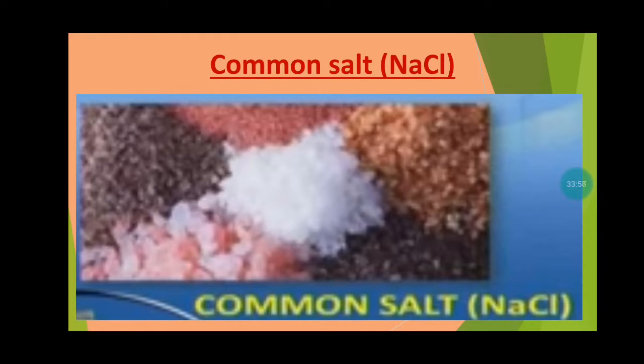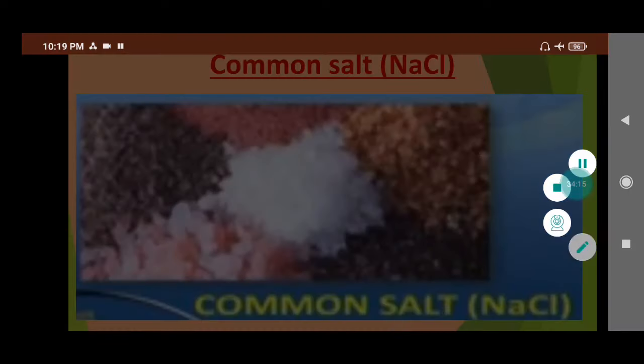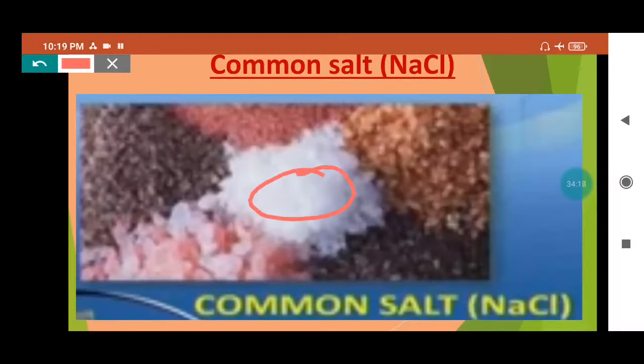Now look at, children, our common salt. Now what is the formula of common salt? It is NaCl. Now you will observe here a lot of variety of common salt. Normally the white color one, which we are seeing in the middle, is rock salt. Normally we use it at our homes. Did you observe this black color salt? It is also a rock salt. It is mined from the earth's crust.